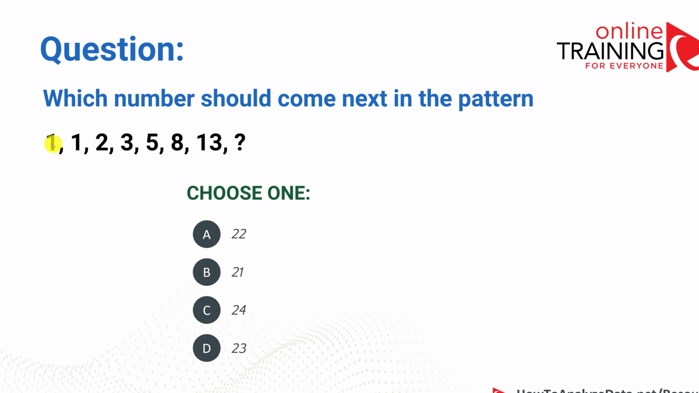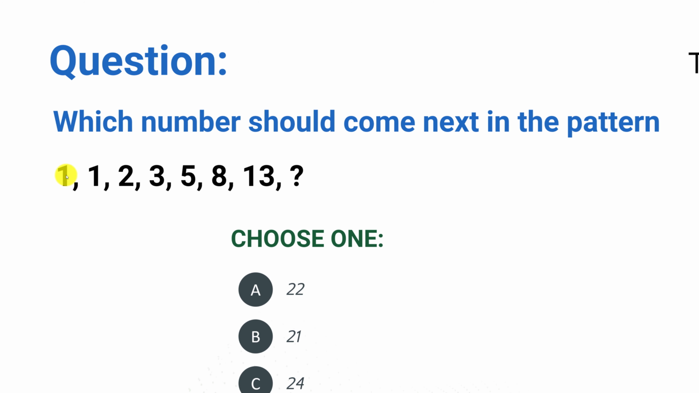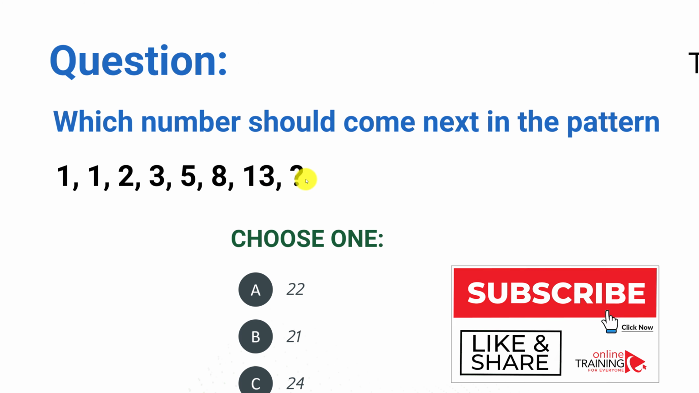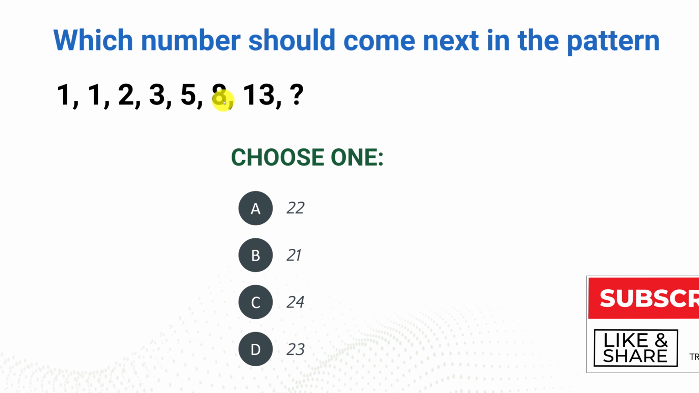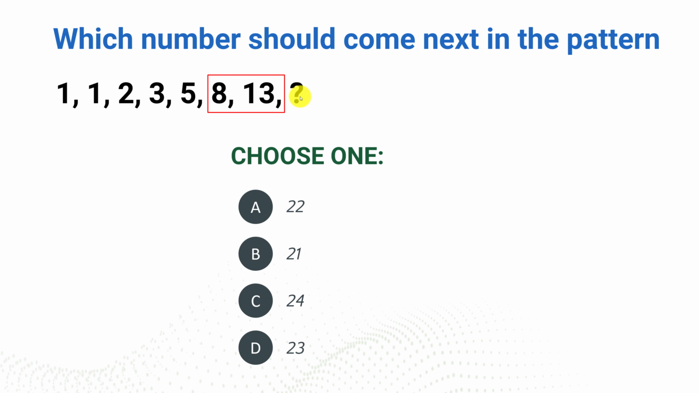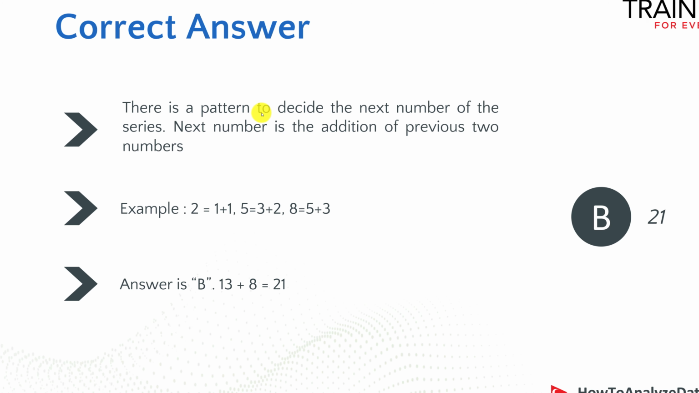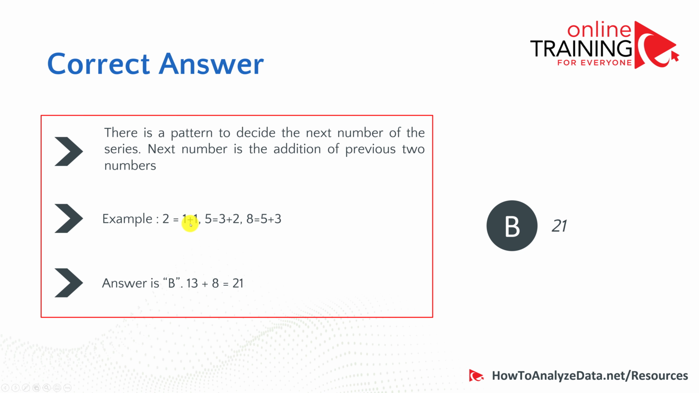Well, let's look. So we have 1, 1, and then 1 plus 1 equals 2, then 1 plus 2 equals 3, then we have 2 plus 3 equals 5, and then you can kind of keep going. So to calculate the next number, it's basically the sum of the previous 2 numbers. So 8 plus 13 is 21. So the right choice here is choice B, which is 21. And this is the explanation, that the pattern here is really the sum of previous 2 numbers. Hopefully you've got this one right.